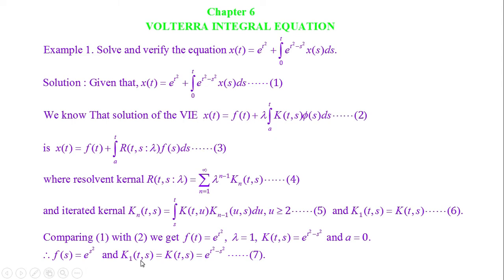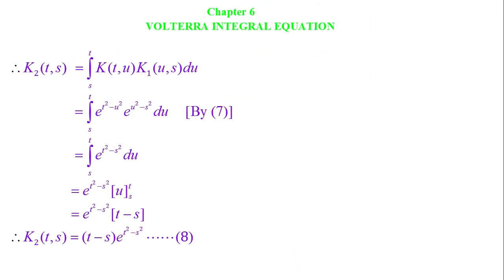And I have also written the first iterated kernel, K1(t, s), which is equal to the kernel K(t, s). It is given in this problem as e to the power t square minus s square. All of those equations I named as 1, 2, 3, 4, 5, 6, 7. Now we go to the next page and we'll find what K2 is.